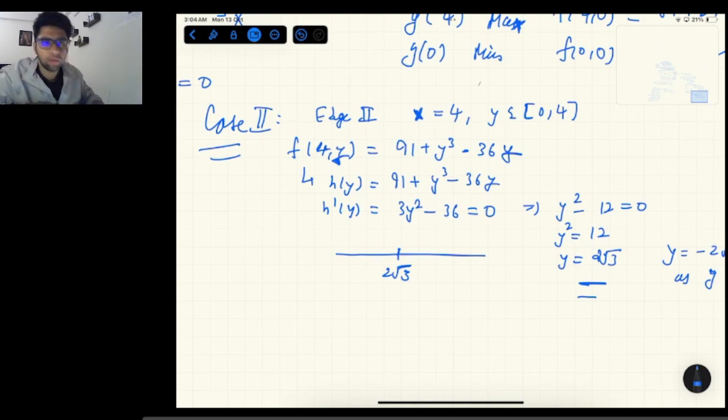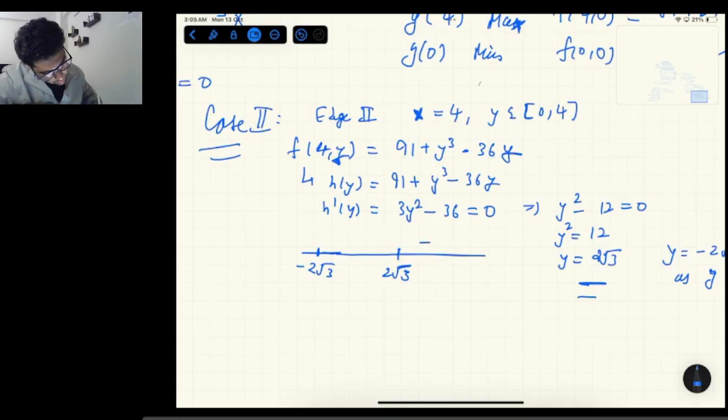2 root 3, right? So 2 root 3 is my value. So this means that I would have 2 root 3, but for drawing the critical value I can write, no? Just for finding the critical points I can write minus 2 root 3, but the value is rejected, right? But for showing where the function is increasing or decreasing, I am just writing that.